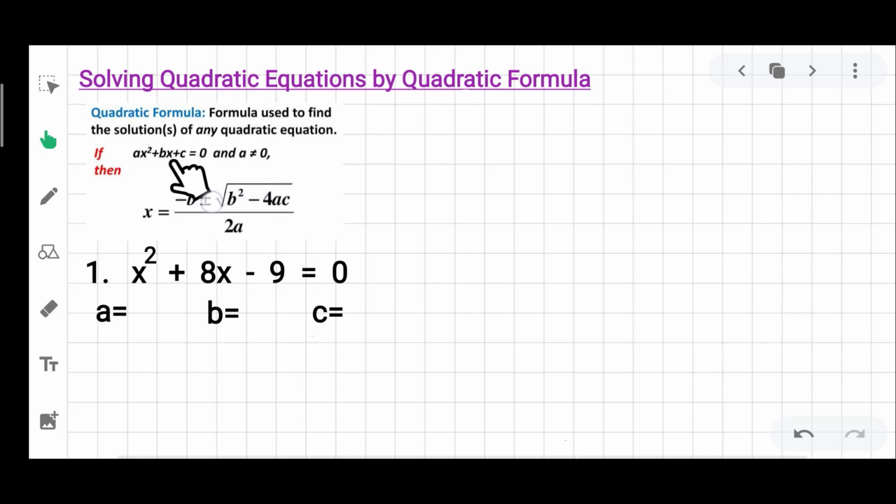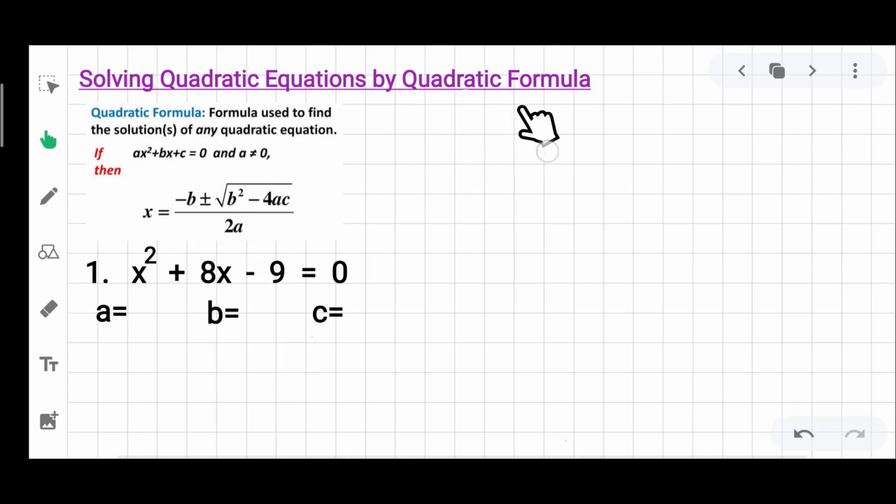ax squared plus bx plus c equals 0, wherein a is not equal to 0. Yung a, hindi pwede maging 0 kasi makakancel ang x squared. Kapag na-cancel ang x squared, magiging linear equation na lang siya and not a quadratic equation. And, ayun nga, by the way, ito ang formula, ito yung quadratic formula. x equals negative b plus or minus square root of b squared minus 4ac all over 2a.